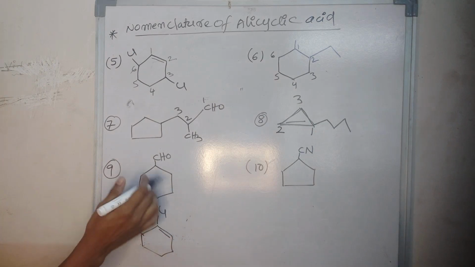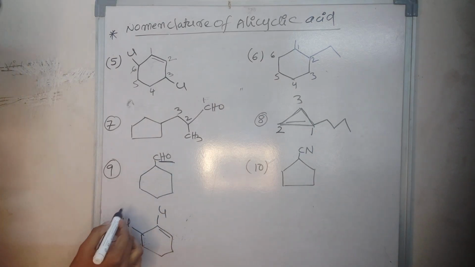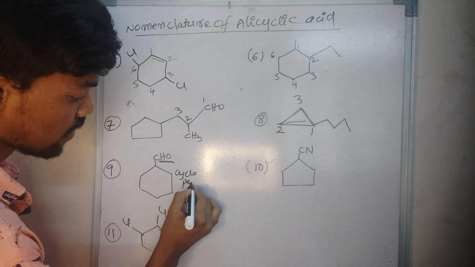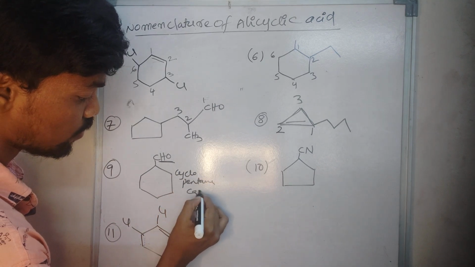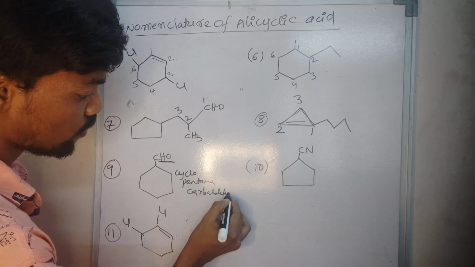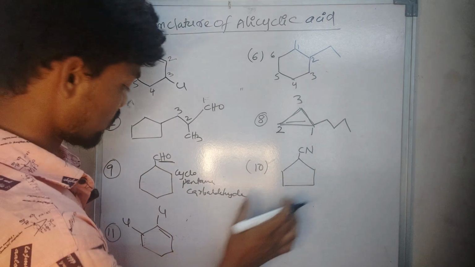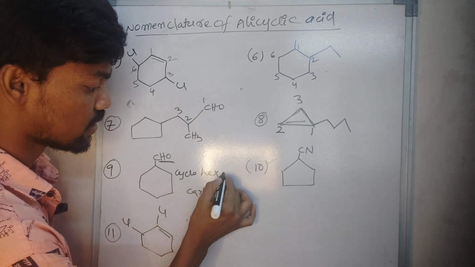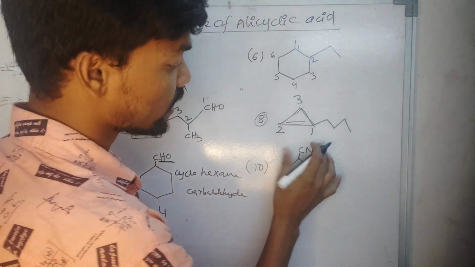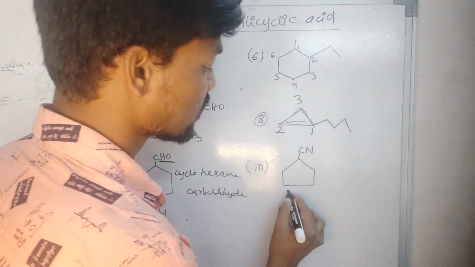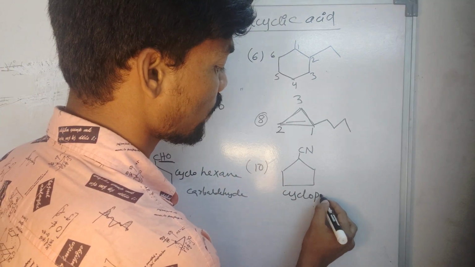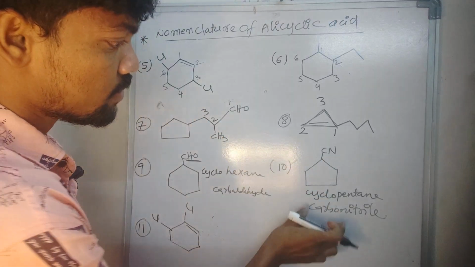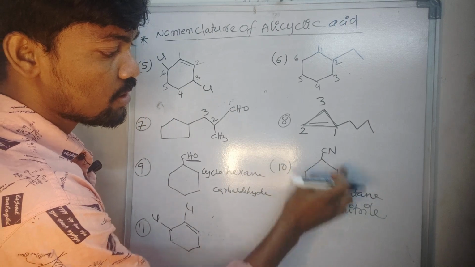Coming to this point, what happened here? This is a carbaldehyde. This is cyclopentane carbaldehyde. It is cyclohexane, not a pentane, so it is cyclohexane carbaldehyde. It is cyclopentane carbonitrile. Here, this is cyclopentane carbonitrile.